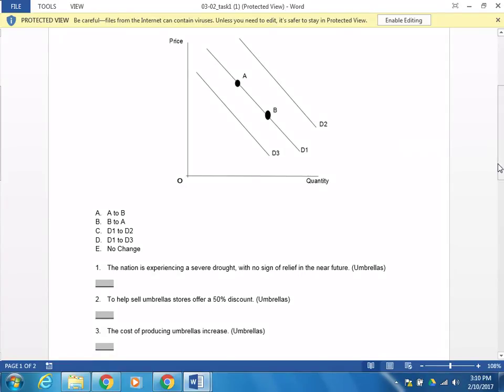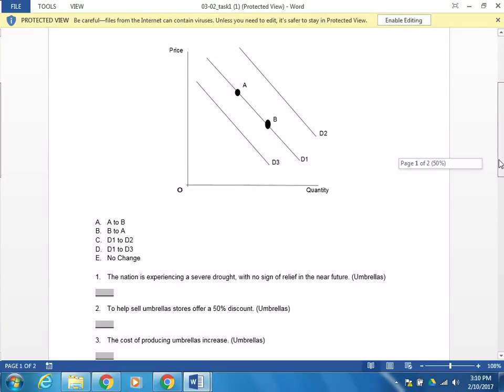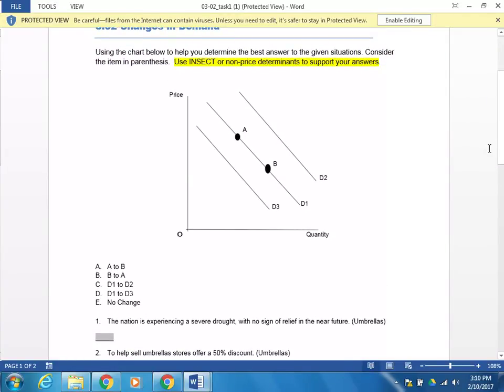Okay, the nation is experiencing a severe drought with no sign of relief in the near future. So what is going to happen to umbrellas? What's the demand? What's going to happen to umbrellas there? Give you some time to think. It's going to be D. There's going to be a decrease in the demand for umbrellas because we don't need umbrellas because it's not raining.